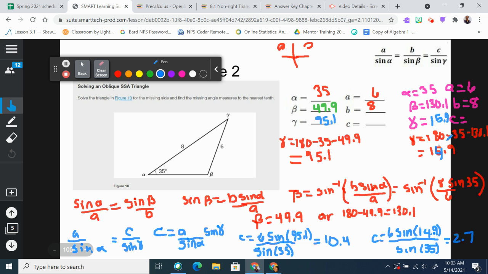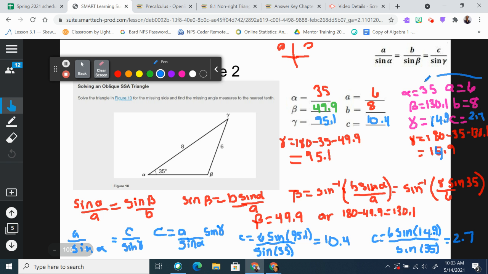So now I'm showing the final substitution. Also made a little correction. I realized this was 14.9 and not 15.9, and I can make that correction up here too. So I made a little writing error. So this is 14.9. When I do that, I found for my first triangle, when my beta was 49.9, that C was 10.4. And for my second triangle, when my beta was 130.1, I found that C was 2.7.